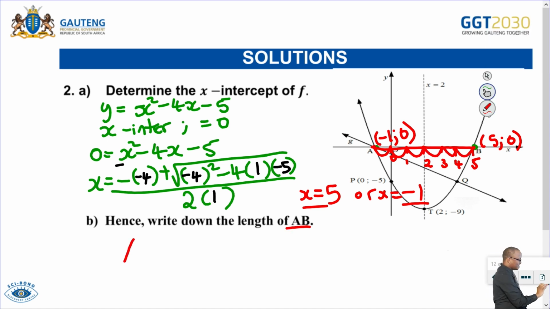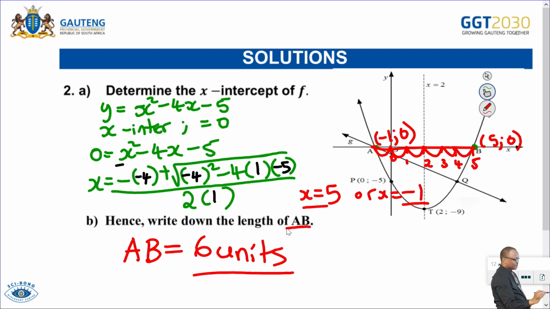So we can confidently say AB is equal to 6 units. Even if you use your distance formula, you will still get 6. So what I've done there is one interpretation of determining the length using the given graph. It's as simple as ABC, guys. It's like that.